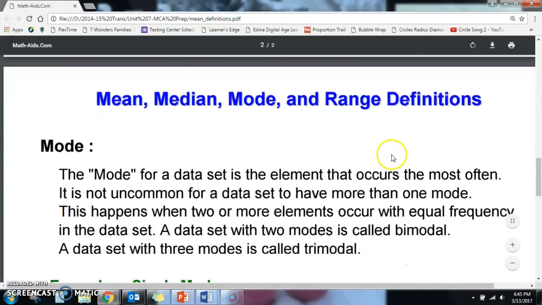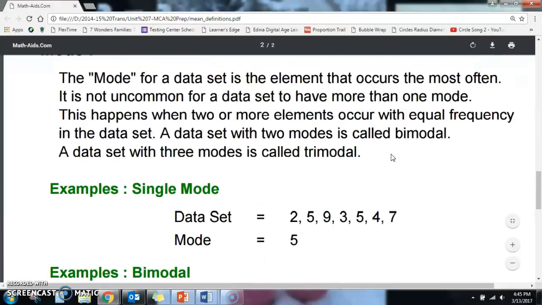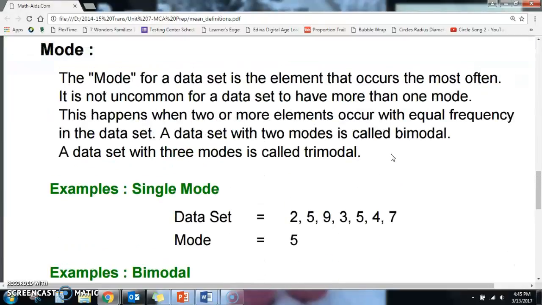no, sorry, that doesn't apply. Never mind. If there was no mode, that means all the numbers are listed the same number of times, like they're all just listed once or twice. They're all listed equally. Okay, here's an example, going back to our original example of data, where there is one mode. So we have 2, 5, 9, 3, 5, 4, 7. You can see that 5 is listed more often than any of the other numbers. It's listed twice, right here and right here, whereas all the other numbers are listed once. So the mode is 5.